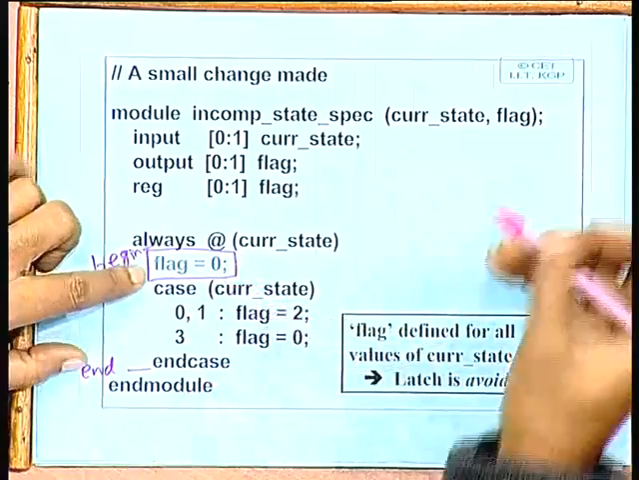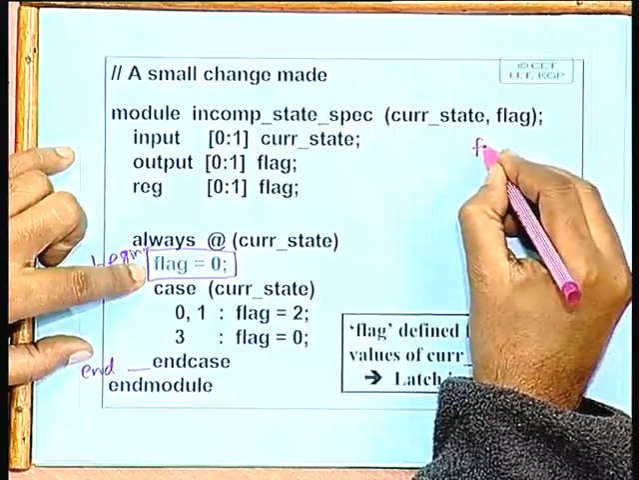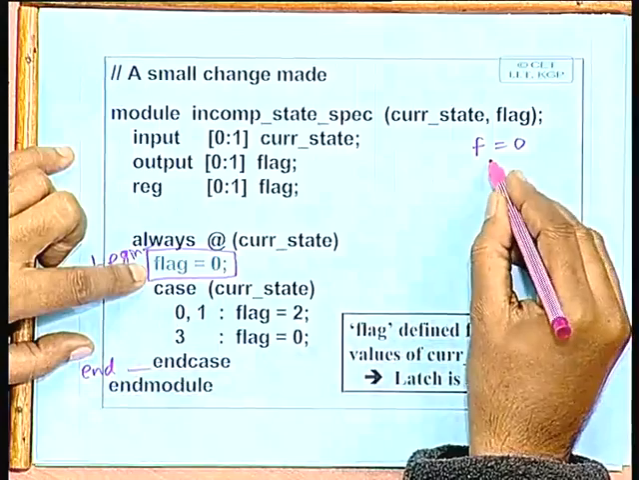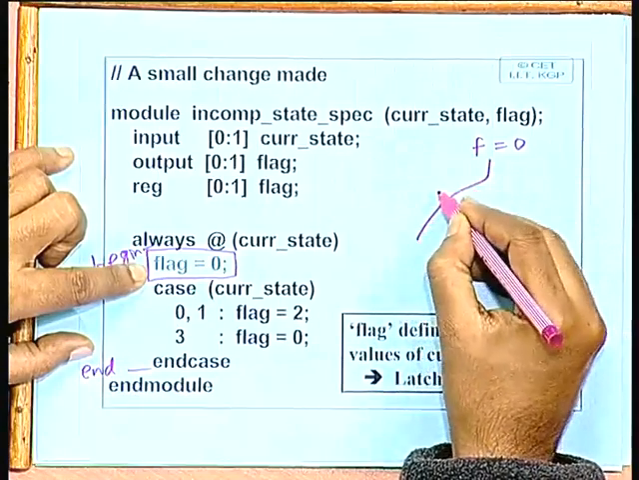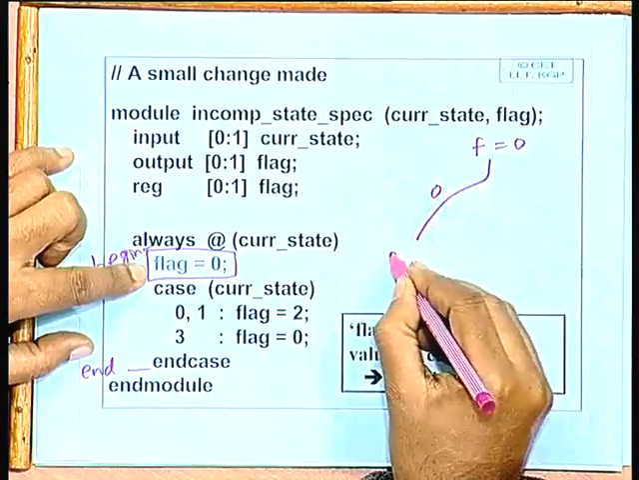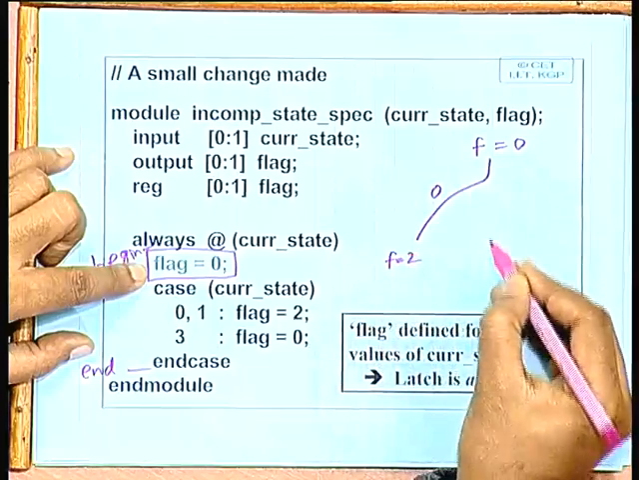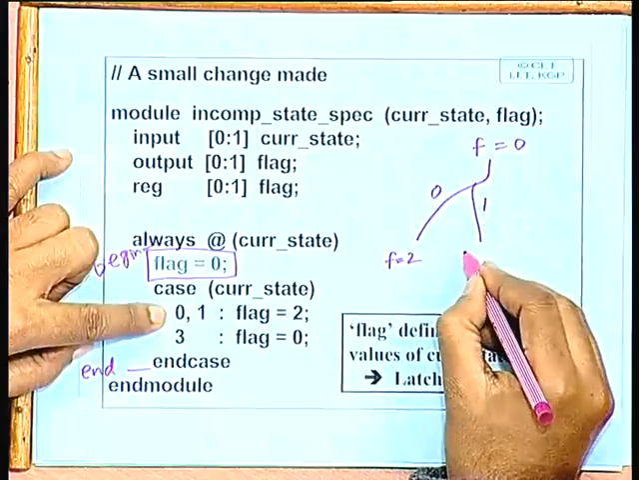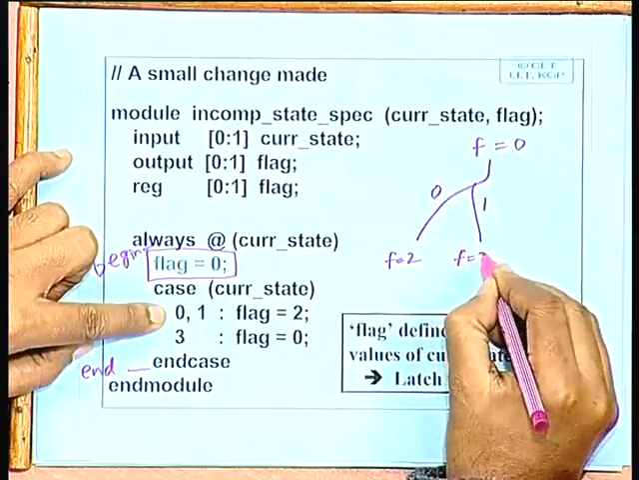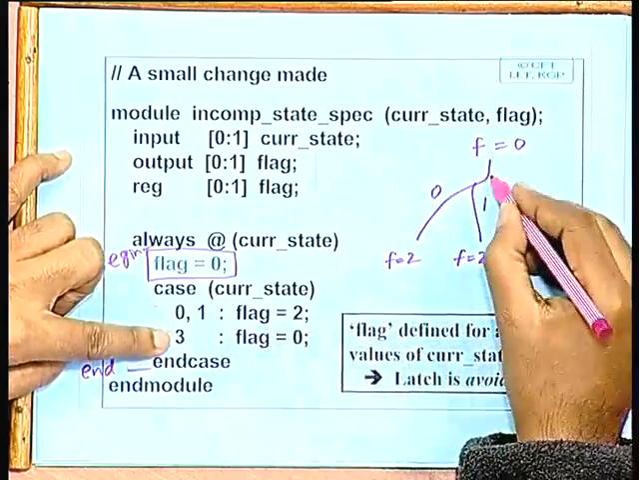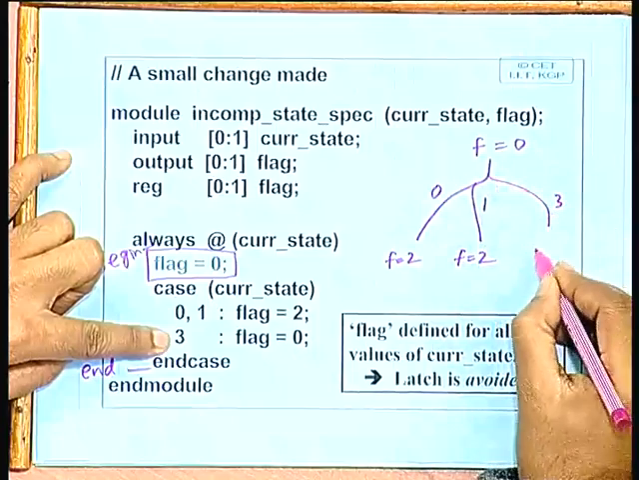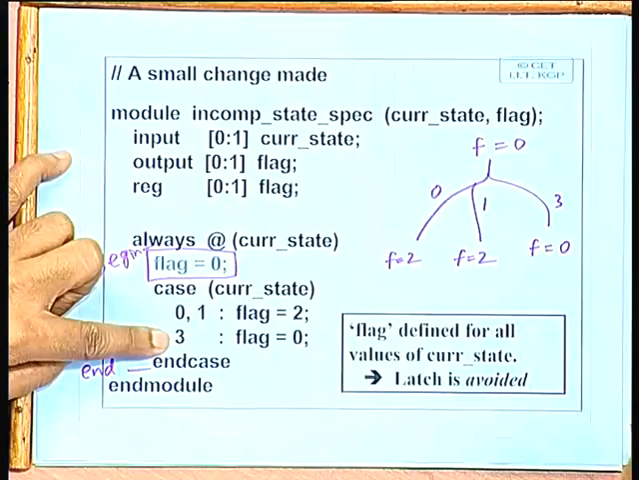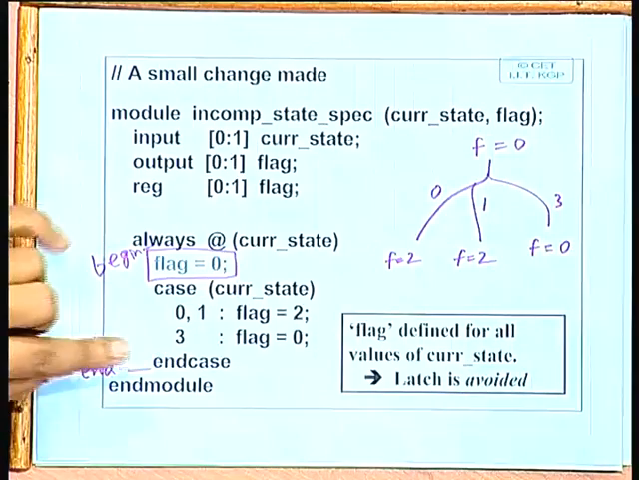Now, you see you are starting by setting flag equal to 0. Then in the case statement you have a path where the current state is 0, where you are setting flag equal to 2. There is another path where state is 1, where again you are setting flag equal to 2. There is another path where the state is 3, where you are setting flag equal to 0. But what about the other path?